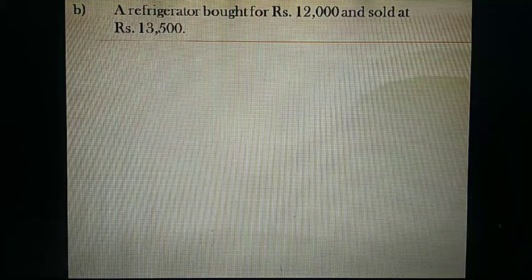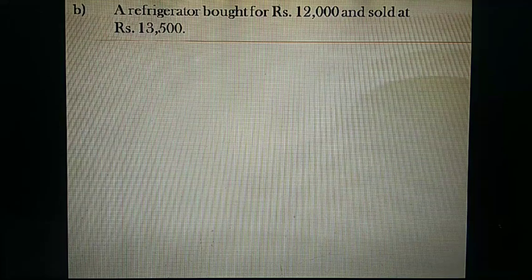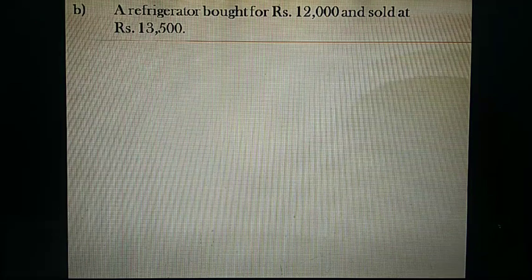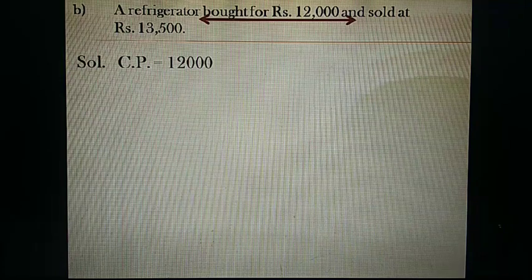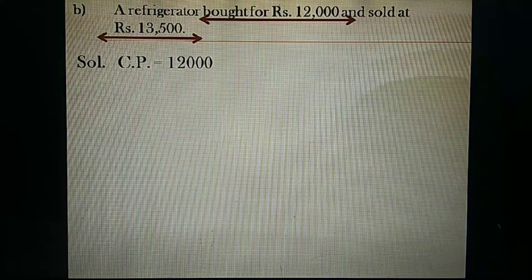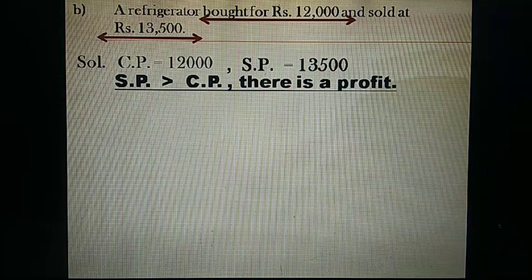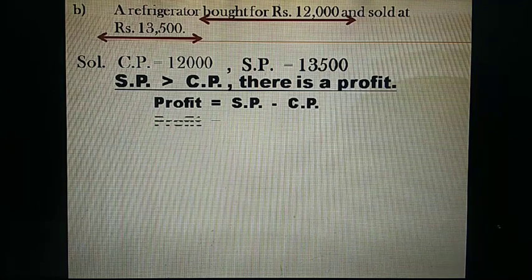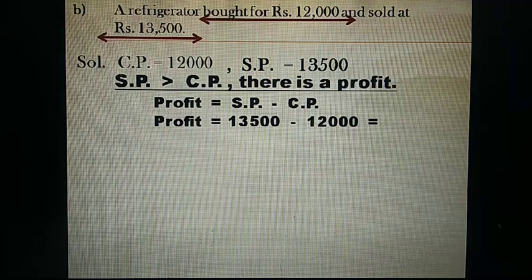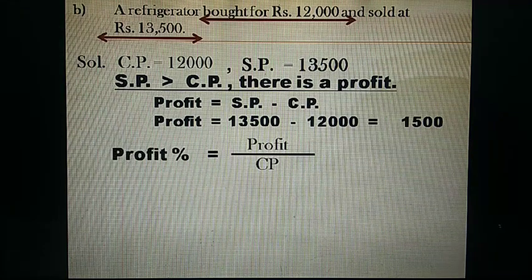Second condition. A refrigerator bought for Rs 12,000 and sold at Rs 13,500. As per the condition, the first value is the bought value, means it's a cost price. Next one is sold, it means it is a selling price. Again, here the selling price is greater than CP, so there is a profit again. To find out profit, subtract the two, SP minus CP. Putting their values, subtract them, you will get the answer as 1500. Now we are supposed to find the profit percent, which means profit upon CP into 100.